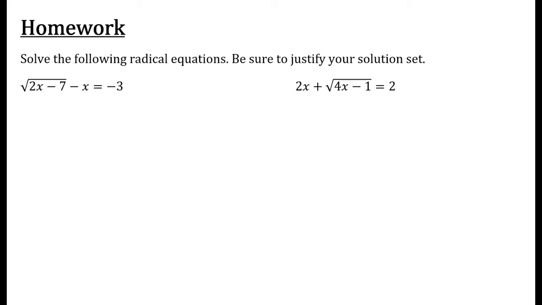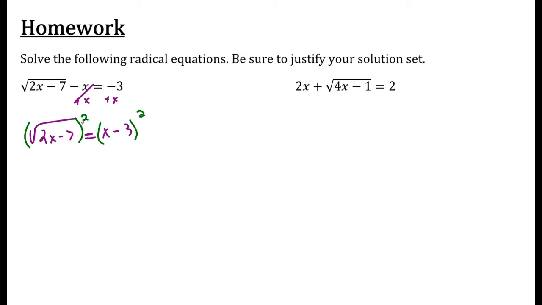So our process is still the same. Isolate the radical. I want to get that square root by itself there, so I'm going to have to add x to the other side. So I have the square root of 2x minus 7 equals x minus 3. Now that I have isolated the radical, I'm going to square both sides.